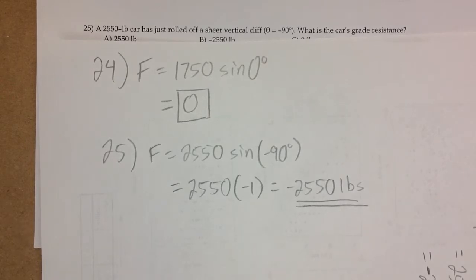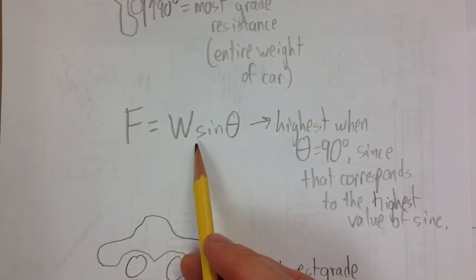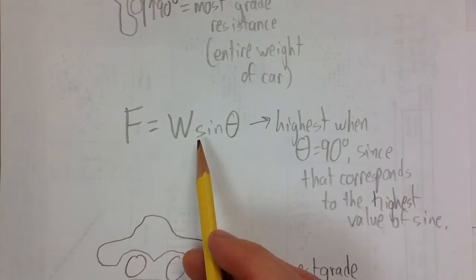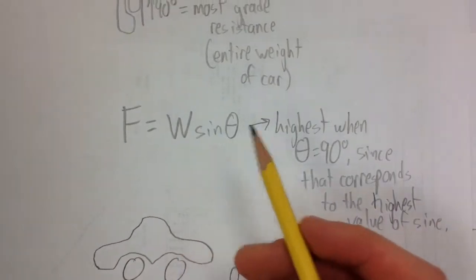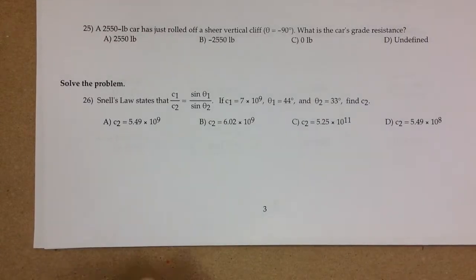Yes? And that's all sine. Oh, that's a good question. I tried to figure that out yesterday, and I don't have an answer yet, but I'm working on it. What about all sine? When you're working with grade resistance, it's always going to be sine. And as soon as I figure it out, I'll let you know, because the book doesn't explain. Okay.